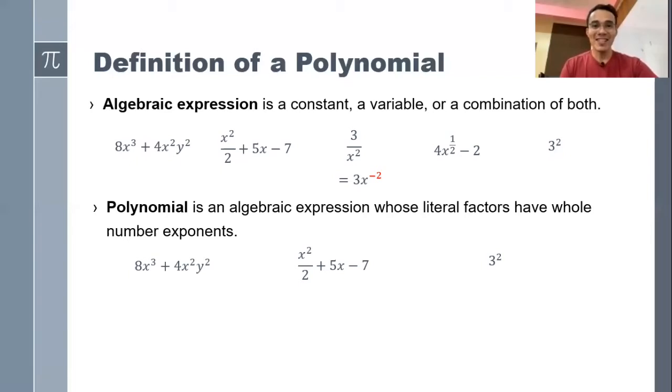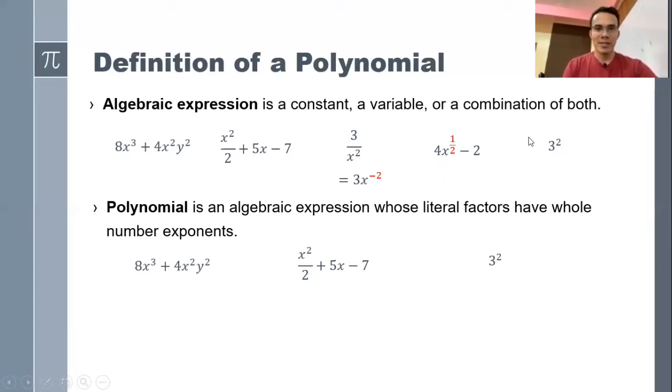Why is this not a polynomial? Look at the exponent of x. It's 1/2. Not all fractions simplify to a whole number. 1/2 can never be a whole number. Therefore, this is not a polynomial.